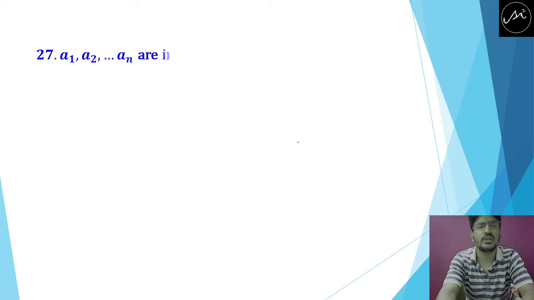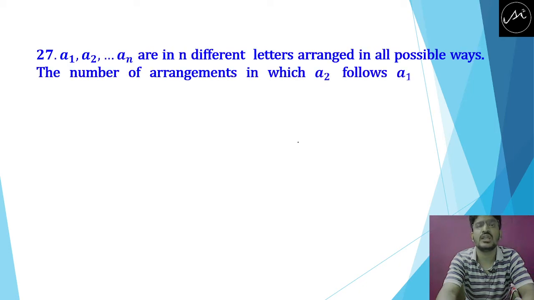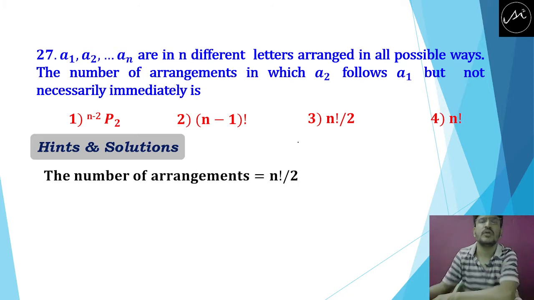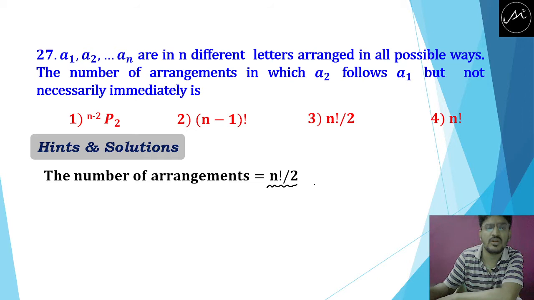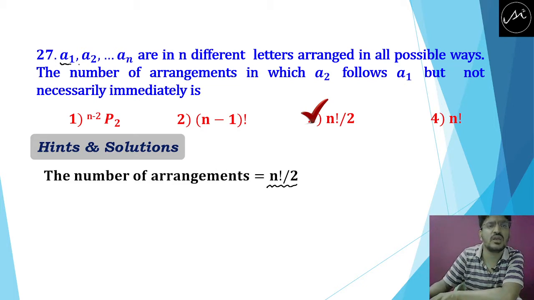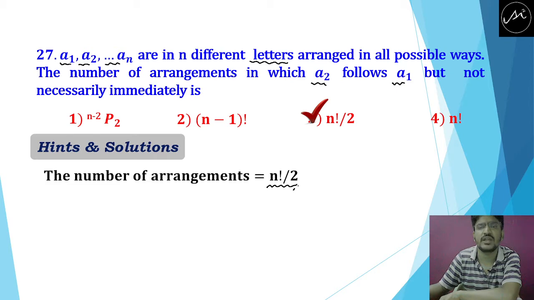Now quickly we can move to problem number 27: A1, A2, A3 and so on to An are n different letters arranged in all possible ways. The number of arrangements in which A2 follows A1 but not necessarily immediately. Very nice question. You can just see that the number of arrangements will be n factorial by 2. That is directly straightforward, because here you have n different letters arranged in all possible ways, and the number in which A2 follows A1 but not necessarily immediately will be n factorial by 2. It is directly from the results.